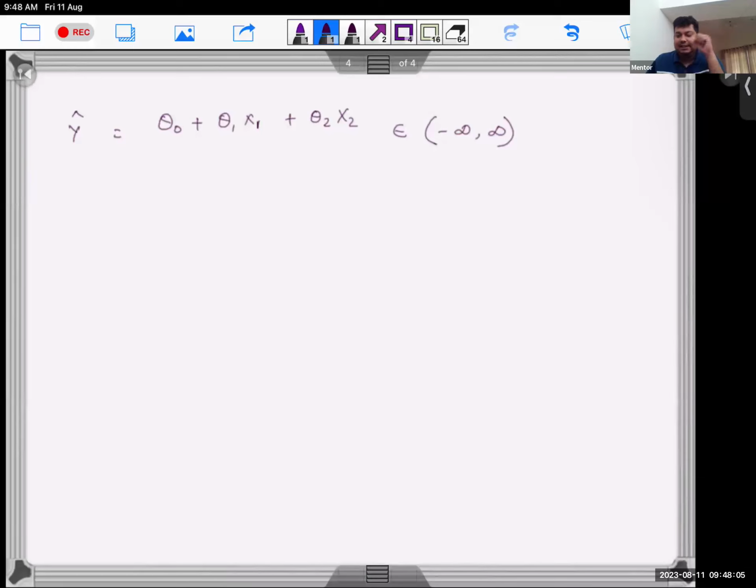Let's apply some function on this y hat, which is nothing but g of theta naught plus theta 1 x1 plus theta 2 x2. And let's ensure that whatever value is generated by theta naught plus theta 1 x1 plus theta 2 x2 is now squished between 0 to 1. Then my job is done, right? Can you think of any such function which can do it?